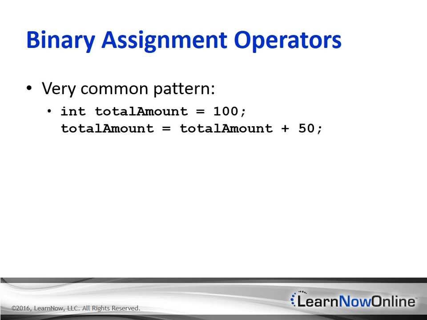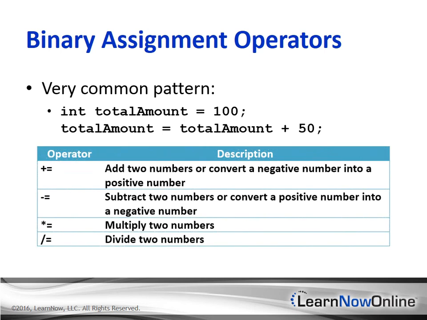So here I'm setting total amount using an assignment expression and setting the value to total amount plus 50. So I'm not assigning the result of that addition to a different variable. I'm assigning it to the same variable that I'm using within the operation. So the result, of course, here is 150. So very straightforward. So this is so common an operation with some operators that C# provides binary assignment operators that simplify the code that you need to write.